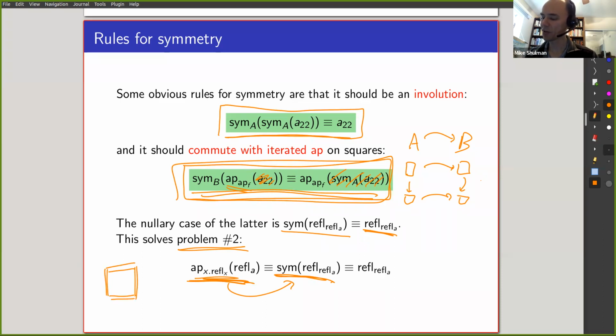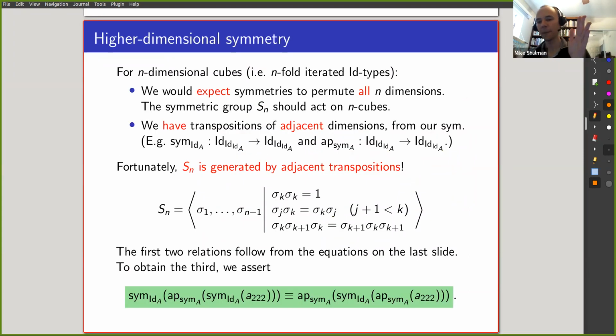There's one more rule for symmetry, which again we're going to have to implement in this sort of munging neutral terms way in general, which has to do with higher dimensions. If you think about an n-dimensional cube, which again means an iterated id, then what we would expect is that we can permute all n dimensions of a cube like that. So any permutation of the n dimensions should be an action on that cube. That would be the consistent way to think about higher dimensions. What we have, which arises naturally from what we've given so far, is this: we've only given a symmetry operation on squares. And what that gives us when we look at it acting on an n-dimensional cube is a way to transpose adjacent dimensions.